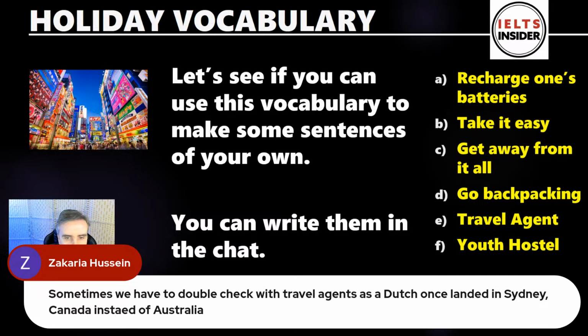So sometimes we have to double check with travel agents, as a Dutch person once landed in Sydney, Canada instead of Australia. Do you know, I heard a similar story, Zakaria, to this. This is funny. I heard somebody booked a holiday from the UK to Costa Rica, and they thought Costa Rica was in Spain, and then they flew to the middle of Central America. So yeah, we have to double check with travel agents because if you go to Sydney, Canada instead of Australia, that's a huge problem. The other part of the world.